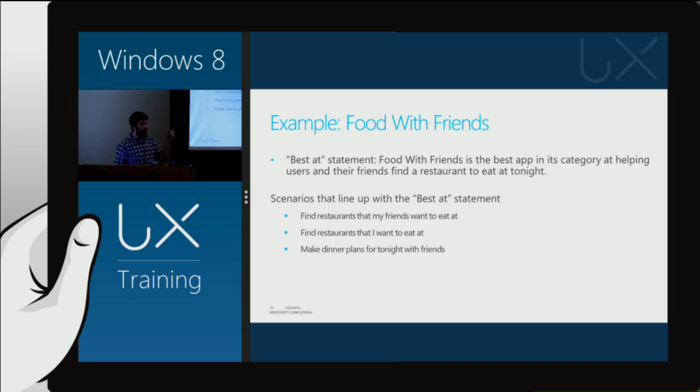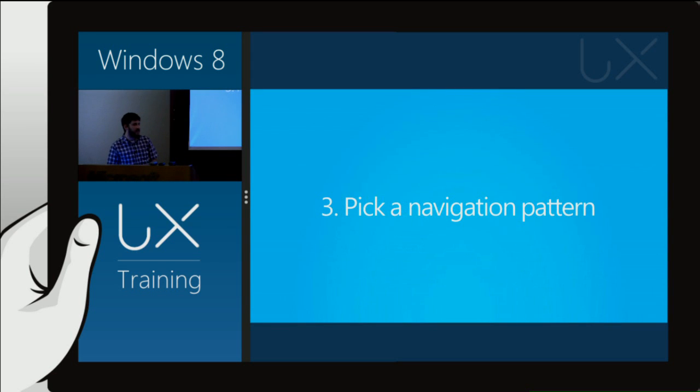And this is actually a good point to test whether your best-at statement is focused enough. If you end up with 10 scenarios here, chances are you're not being specific enough. If you only have one, chances are you probably haven't brainstormed enough, or you haven't really thought through all the things that would be necessary in order for your best-at statement to shine. So we have that. Now we have this idea of roughly what our app is going to do, what it's going to be best at, and how it's going to deliver on that. And so the next thing to do is to figure out the core navigation in your application.